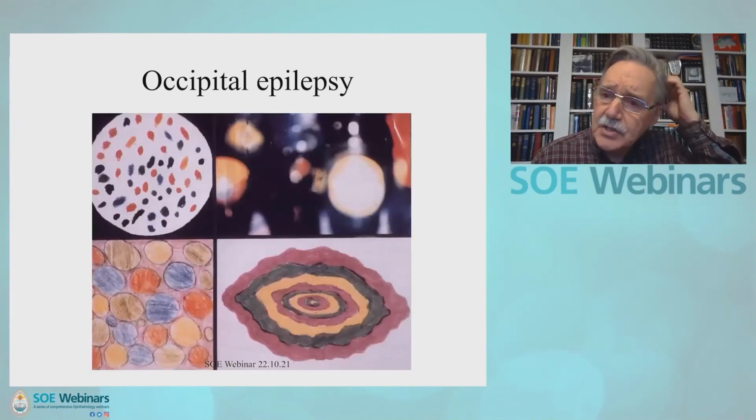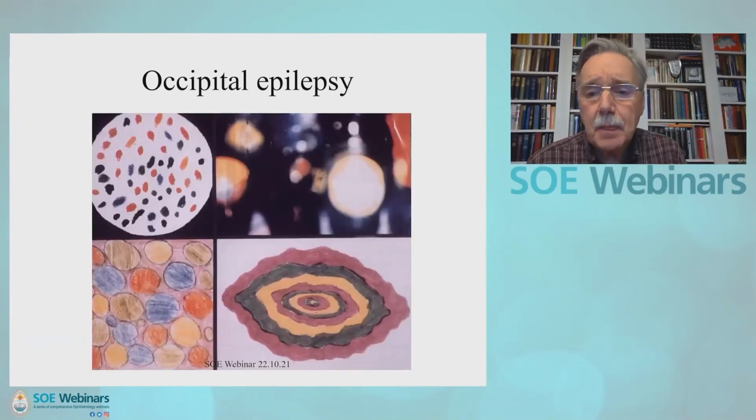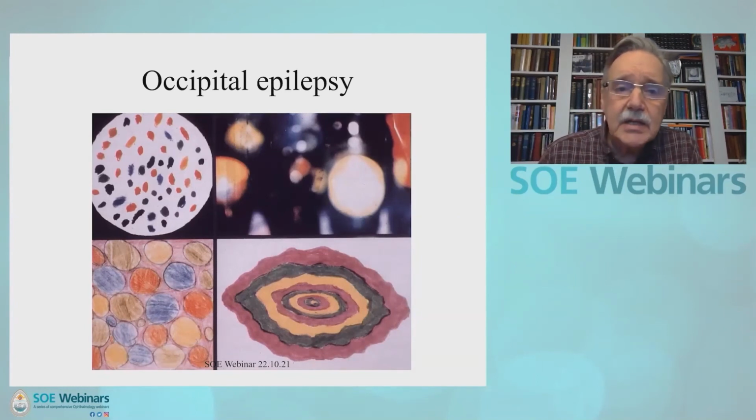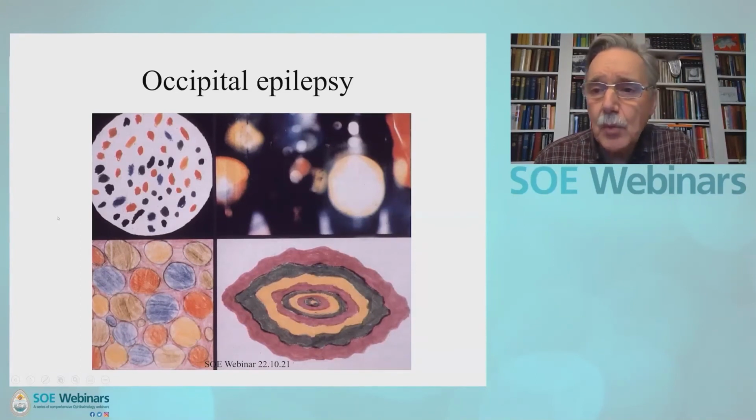And Panayiotopoulos, who was an epileptologist working at St. Thomas's, one of my hospitals in London, asked some patients with occipital epilepsy to make drawings. And you can see here that these two patients drew these multicolored blob shapes, nothing like the zigzags of migraine aura. Another patient sent this in. He said, I can't draw, but this is what it looks like. This is Christmas wrapping paper. These are colored baubles.